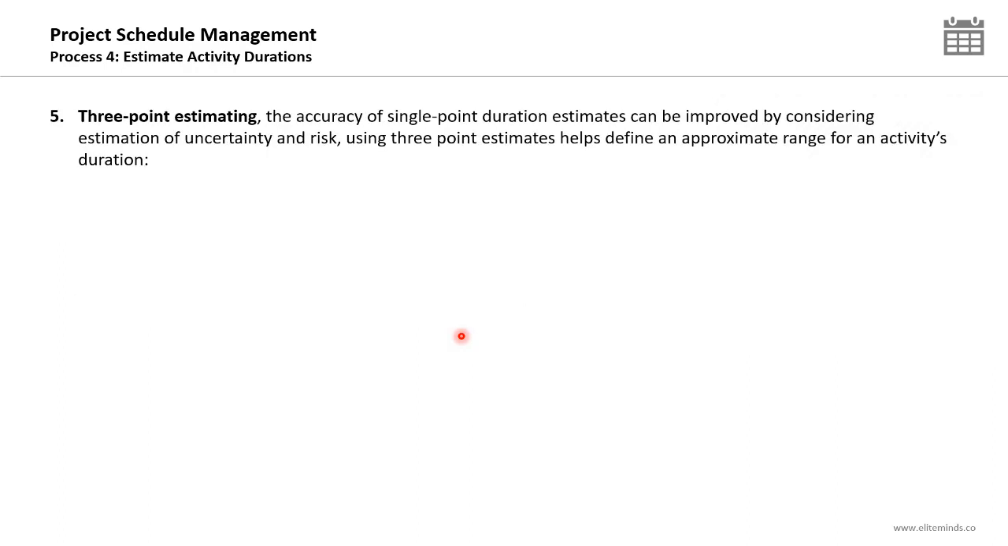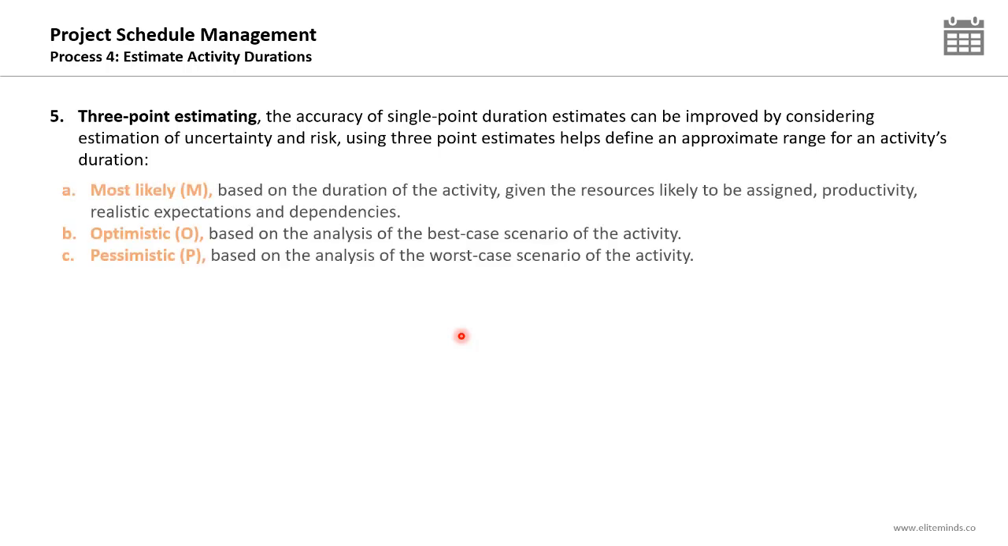The last estimation technique is the 3-point estimating. The accuracy of single-point duration estimates can be improved by considering estimation of uncertainty and risk. Using 3-point estimates will help us define an approximate range for an activity's duration. So in this estimation technique, we will not rely on a single point to estimate. We will rely on 3 points.